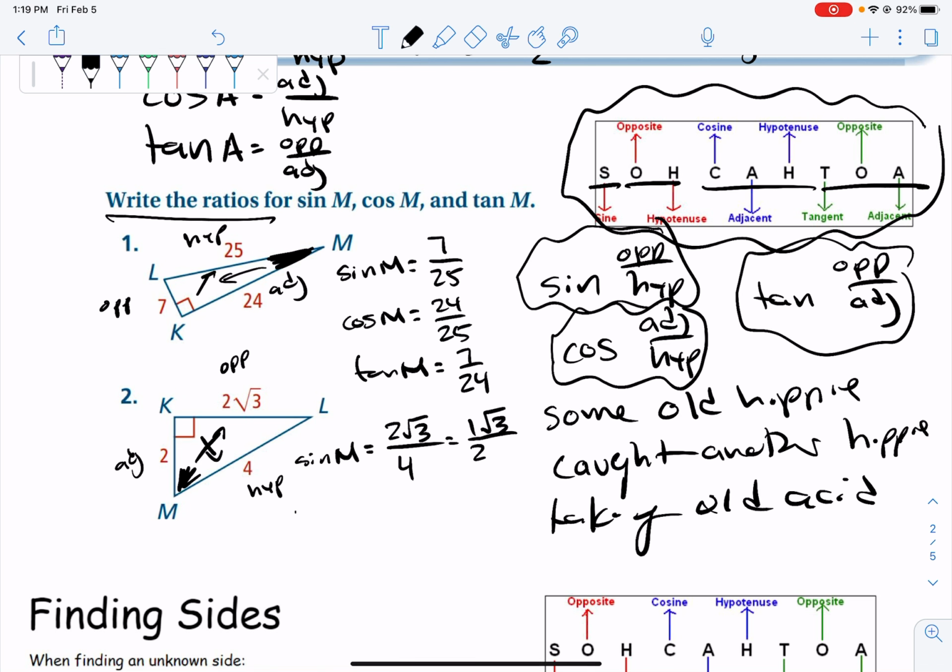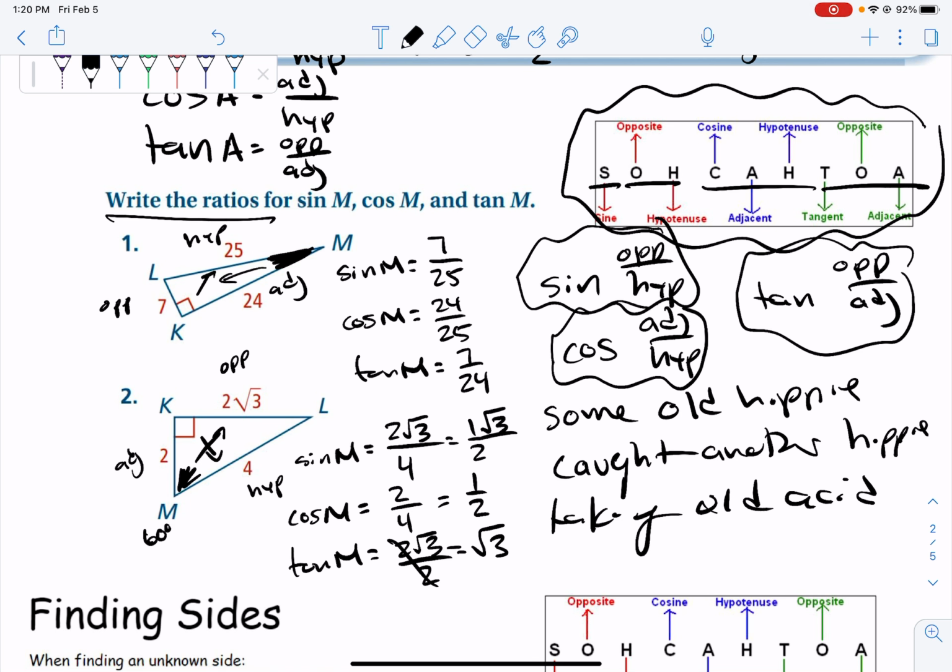Same thing, right? Cosine of M is adjacent over hypotenuse. Well, adjacent is 2. Hypotenuse is 4. So that means my cosine is 1/2, which means that my angle is actually 60 degrees. We'll do that in another class. Tangent of M. My tangent is opposite over adjacent. So 2 root 3 over adjacent, which is 2. So those cancel, and I'm just left with root 3 as my answer.